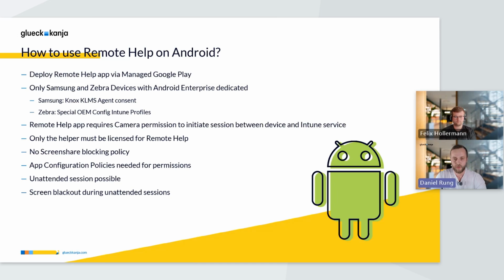It's, like I said, the only operating system where you can have an unattended session. And for Android devices, you also need special app configuration policies, because the Remote Help app on the device needs to have permissions for the camera. This is the only way the screen sharing can work on an Android device. And while you are connected to the device in an unattended session, it's also the only device which has a screen blackout then. Yeah.